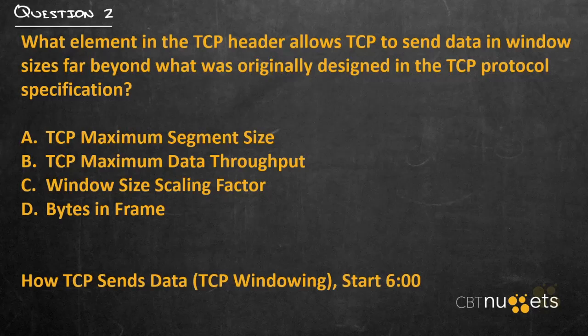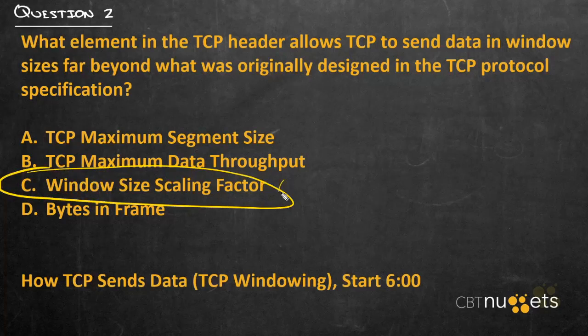Question 2. What element in the TCP header allows TCP to send data in window sizes far beyond what was originally designed in the TCP protocol specification? Answer C. Window size scaling factor. The original TCP specification had a window size of around 65,536.